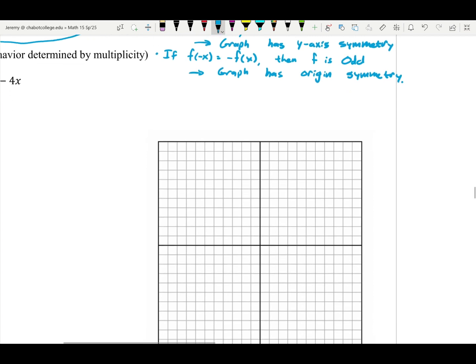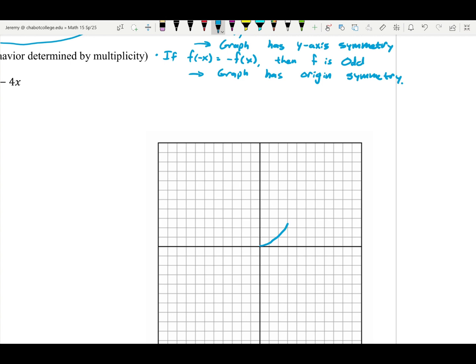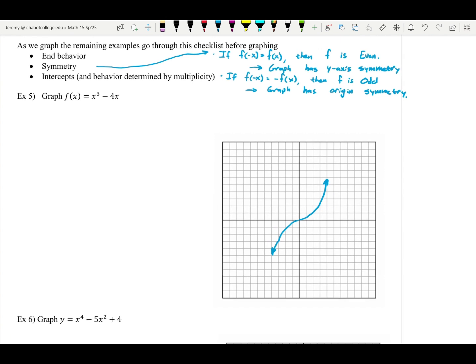Origin symmetry is like, if we have this picture to the right of the y-axis, we're going to have this picture to the left of the y-axis. We can obtain the left part of the graph by just rotating 180 degrees around the origin. Or another way to think about it is if you have the whole graph of f and you rotate it around the origin 180 degrees, you'll get the same picture. So it's just another type of symmetry that's helpful to know about, helpful to get the graph, and helpful in checking your work and recognizing mistakes.